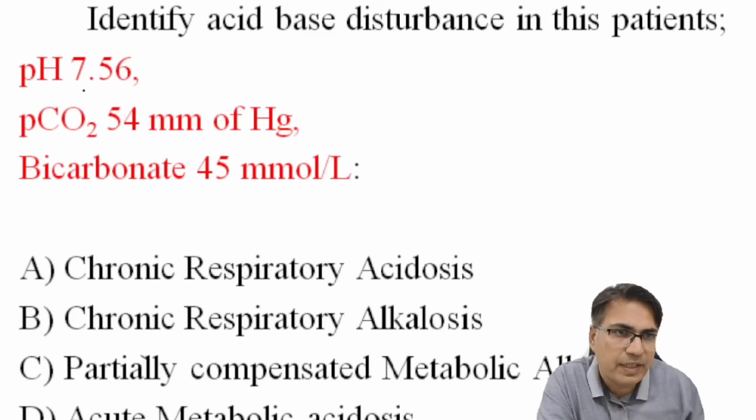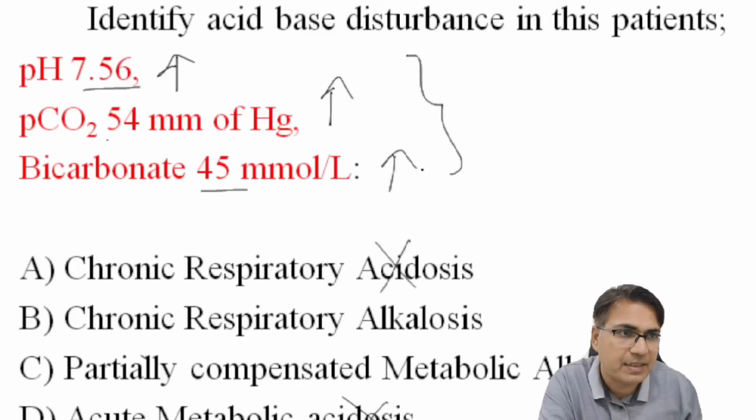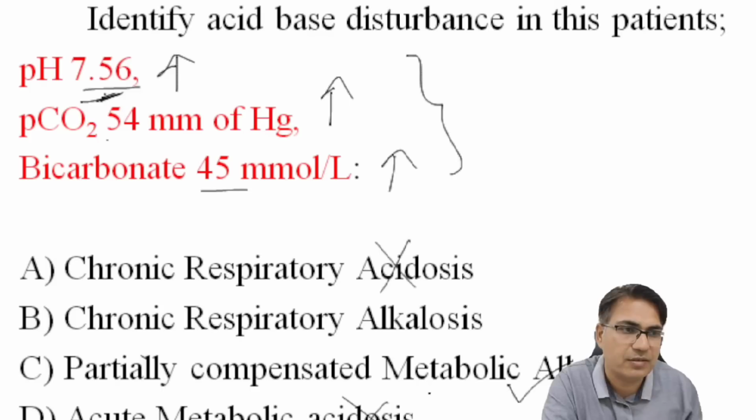So first look at the pH. pH is more than 7.4, so it is alkalosis. So these two options are gone. Next, PCO2 is more than 40 and bicarbonate is more than 24. So all are in the same direction. So the cause is metabolic, and here it is alkalosis. So the answer is metabolic alkalosis.